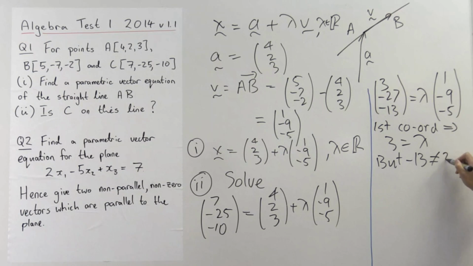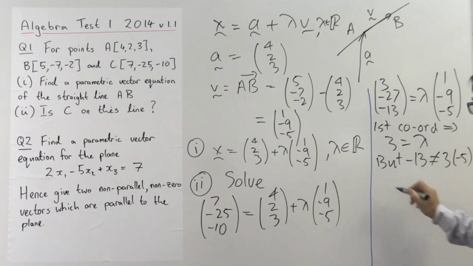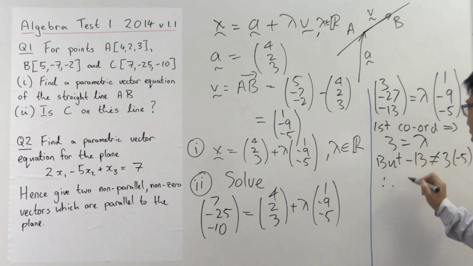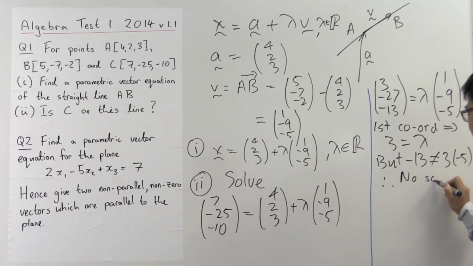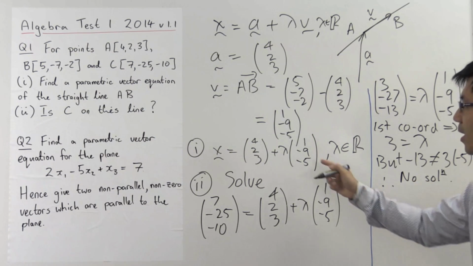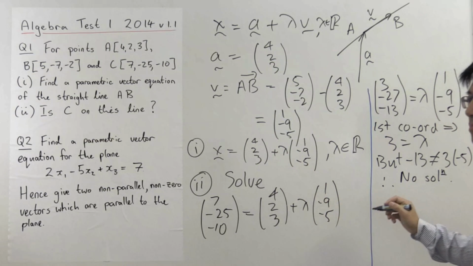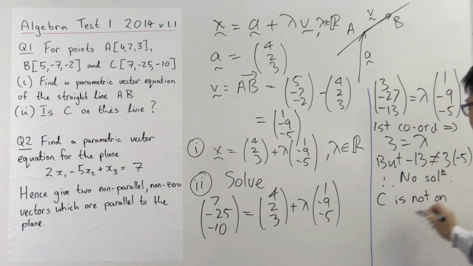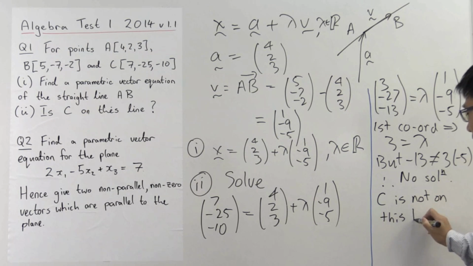So 3 times minus 5. So therefore, you can't solve for this lambda. Okay? Therefore, no solution. And if there's no solution, that means that it's not on this line. So C is not on this line.